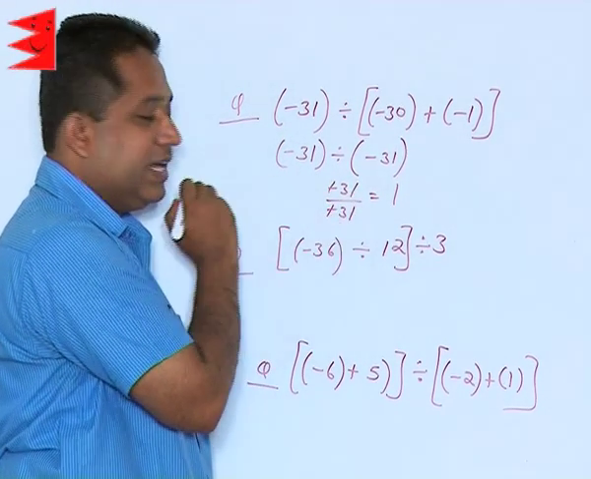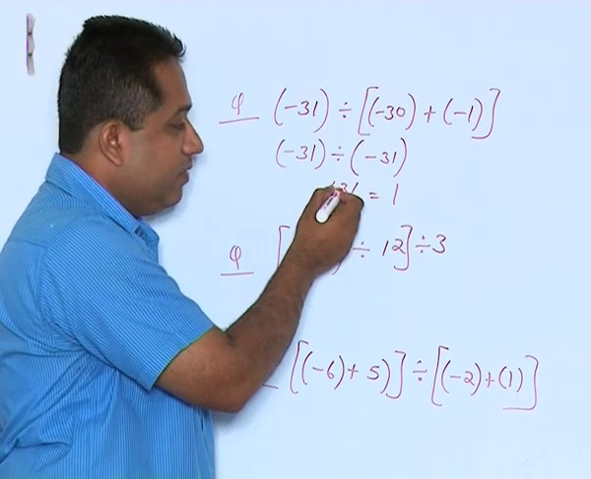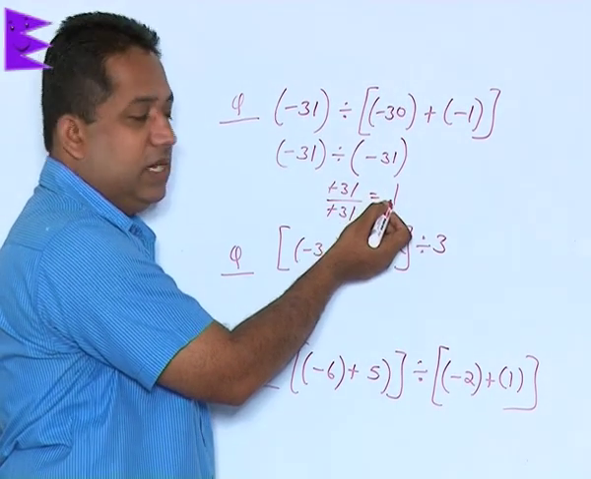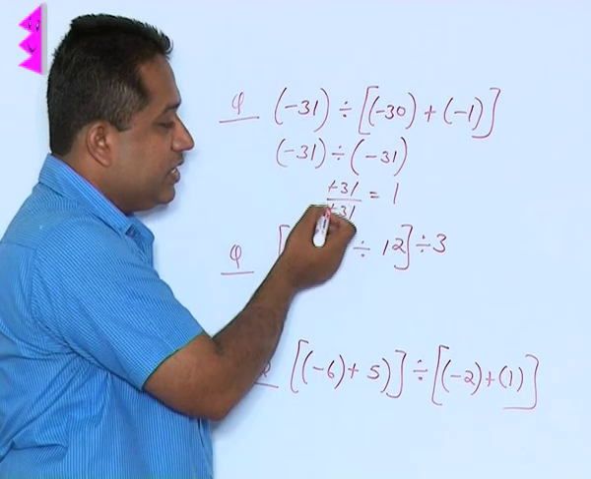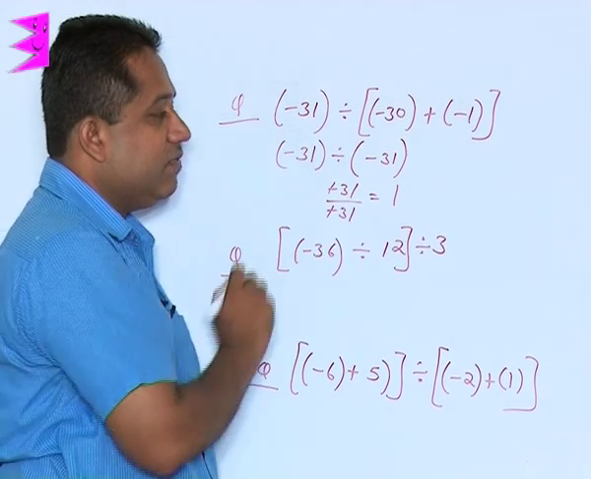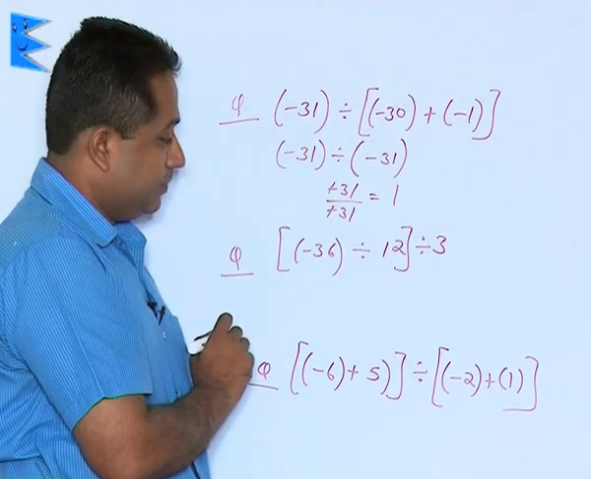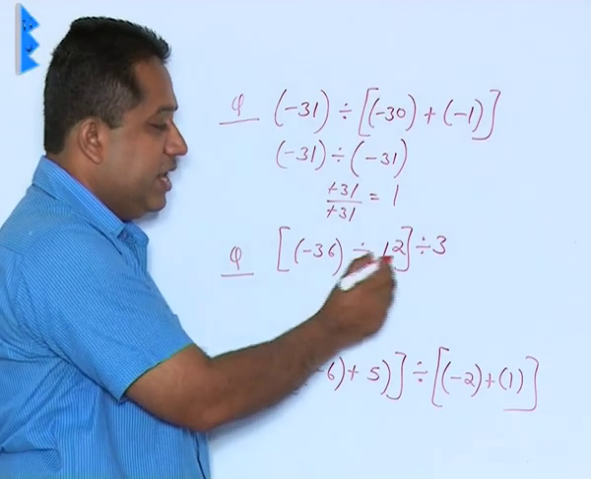have to cancel the negatives. If we have one negative and one positive, the result would have been negative. But if we have two negative signs, the negative signs will be cancelled and we get positive 1 as the answer. Same way, let us look at the next one.